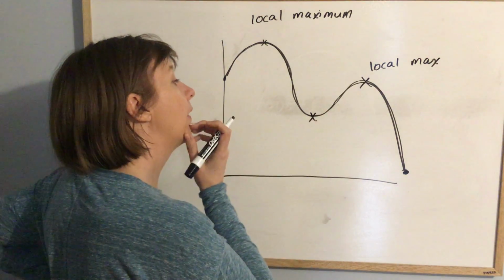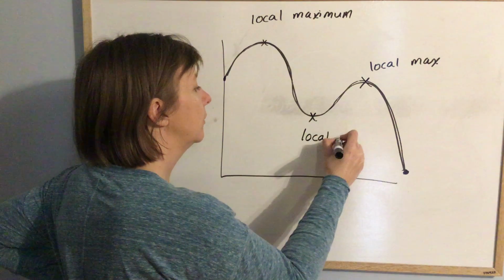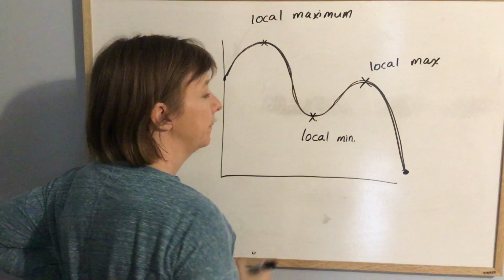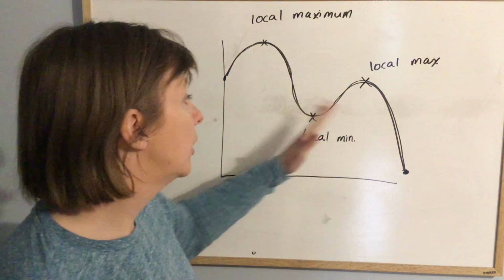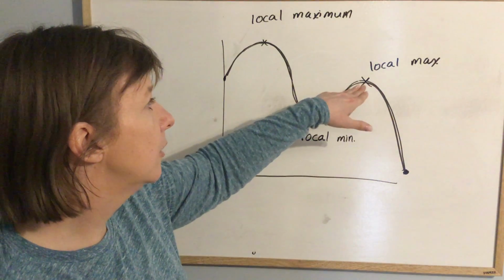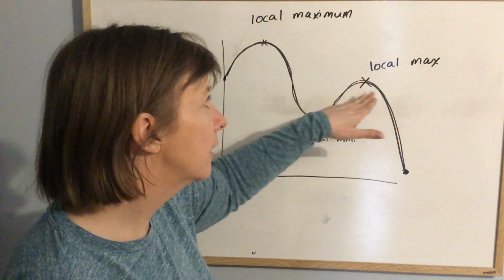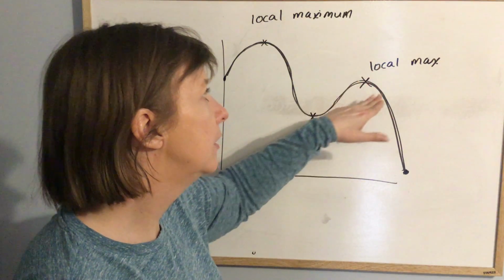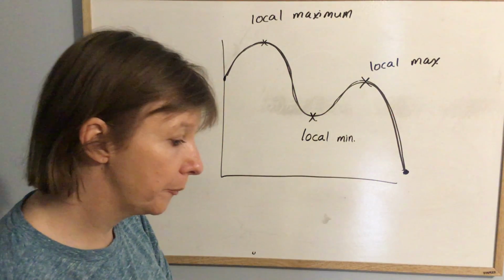Here, this is a valley called a local minimum. It's called local because the graph could go lower, like the graph goes lower over here. And again, for the local max, the graph goes higher over here. But compared to the points just near it, this is a maximum value.